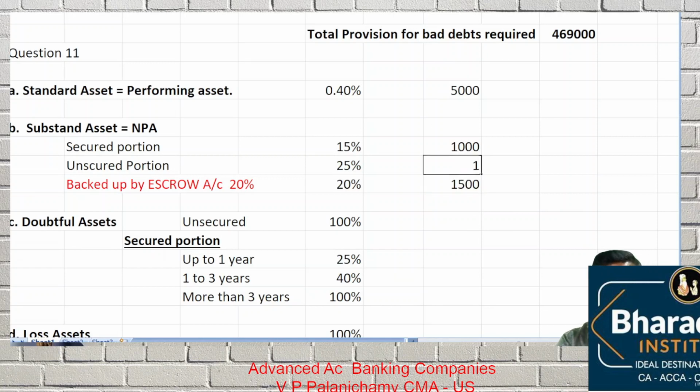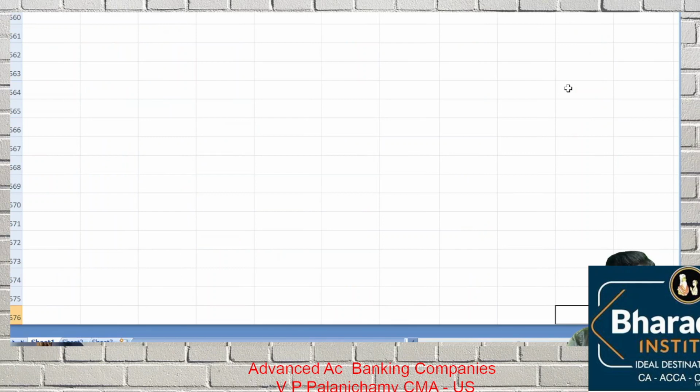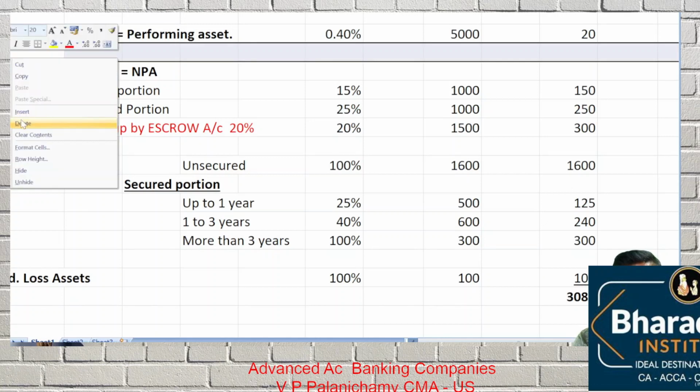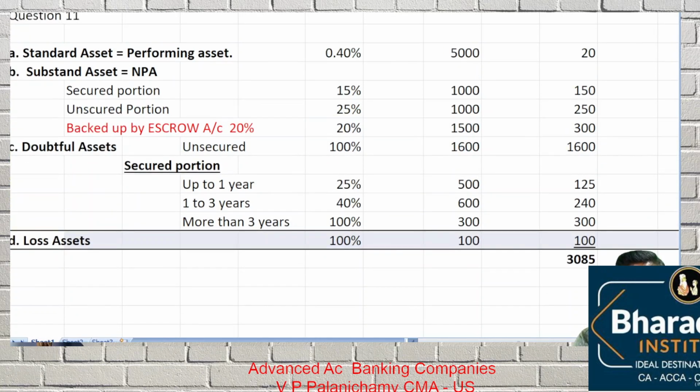Out of 2,500, 1,500 is backed up by escrow account. Remaining 1,000 is unsecured. Then doubtful assets, unsecured portions 100%. Secured portion up to 1 year, 25%, 1 to 3 years, more than 3 years, yes. Loss assets 100%. Multiply it, you will get the provision for bad debts required. Yeah, 3085, not 5086. Sorry, 3085.